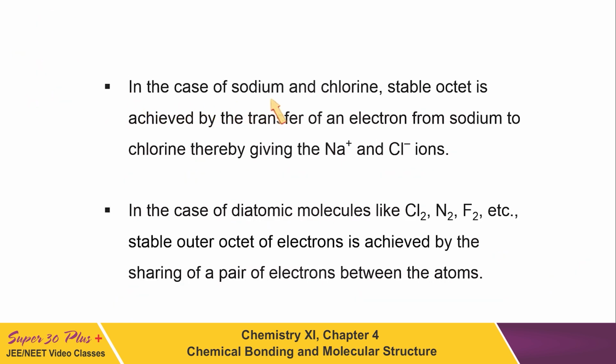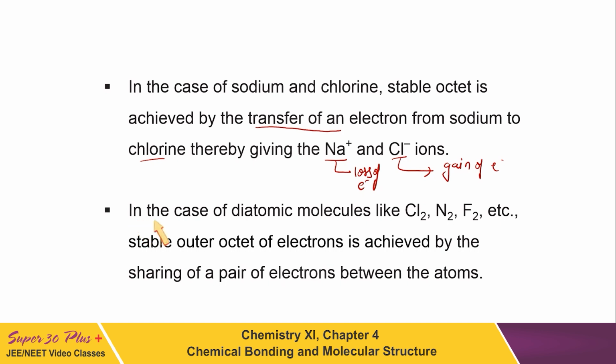Now in the case of sodium and chlorine, a stable octet is achieved by the transfer of an electron from sodium to chlorine. There is a formation of Na+ by the loss of an electron, a cation, and simultaneously a formation of Cl- by the gain of an electron. Since we have Na+ and Cl-, one a cation and the other an anion, there will be a formation of an ionic bond, the force of attraction between cation and anion.